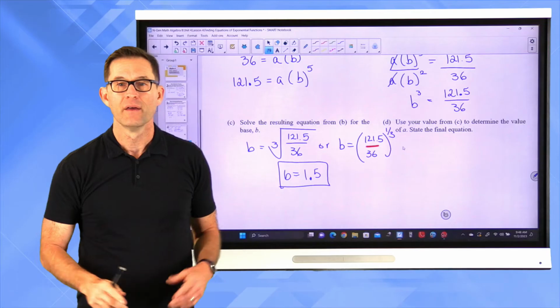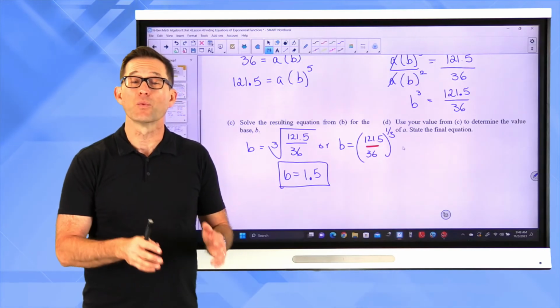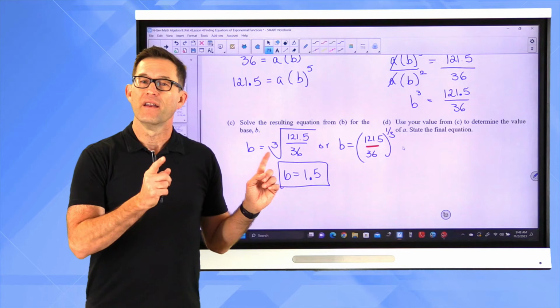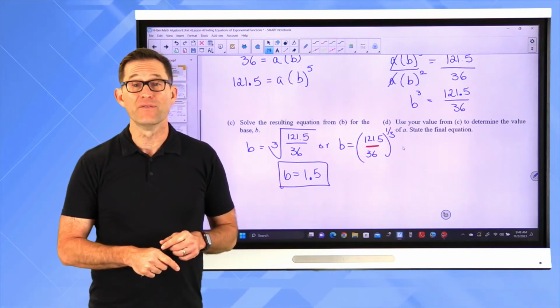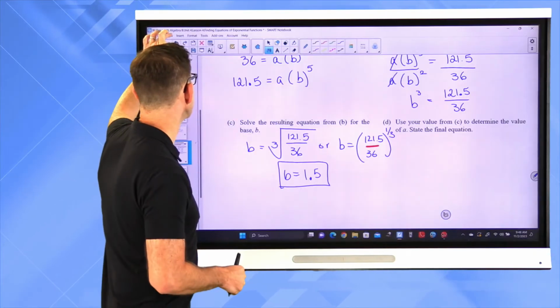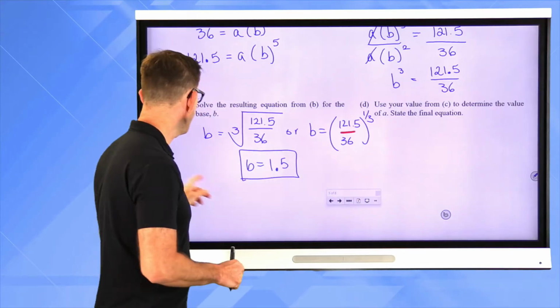All right. Now, what's interesting is in all the other problems, we knew the value of a, and we used it to find the value of b. Now we know the value of b, and we don't know the value of a, but let's figure out how to find it in letter D. This is killing me with all these subparts that have letter names. Anyway, letter D. Use your value from C to determine the value of a. State the final equation. All right, well, how do we do that?